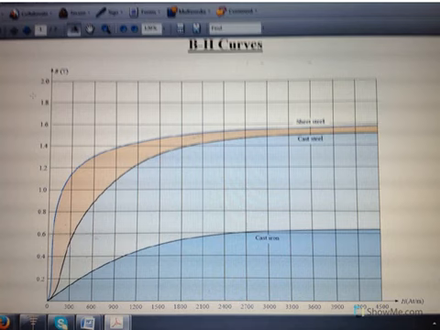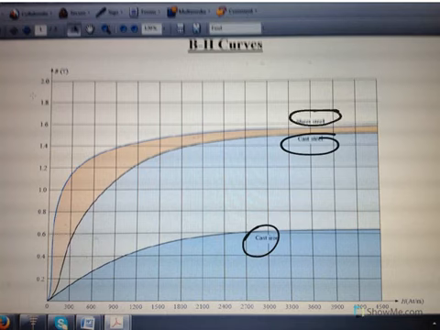If you can see, there are three different materials: one is cast iron, another is cast steel, and another is steel sheet. These three different core materials have three different BH curves. This one is the BH curve for cast iron, this is the BH curve for the cast steel, and this is the BH curve for the steel sheet. So we can see different BH curves for different core materials.